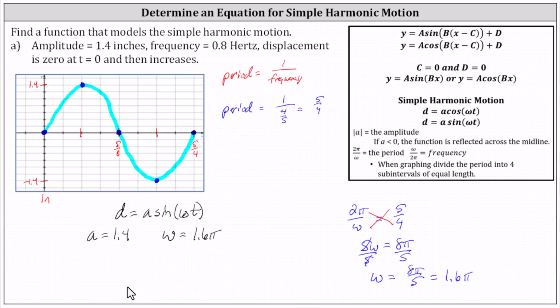The function that models the simple harmonic motion is d equals 1.4 times sine of 1.6 pi t. Remember, we do want a function of t here, not a function of x.